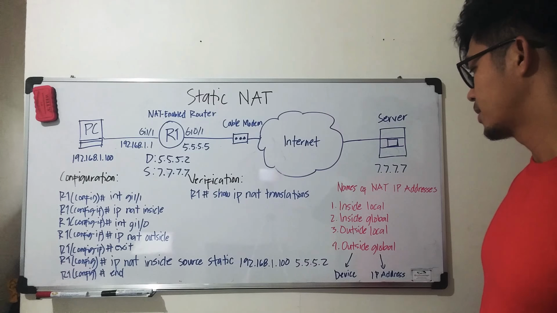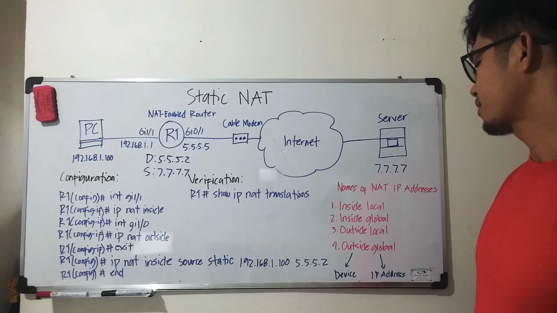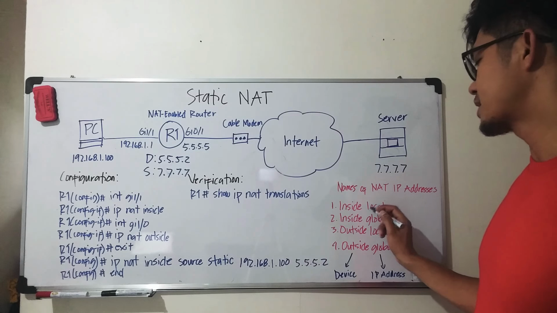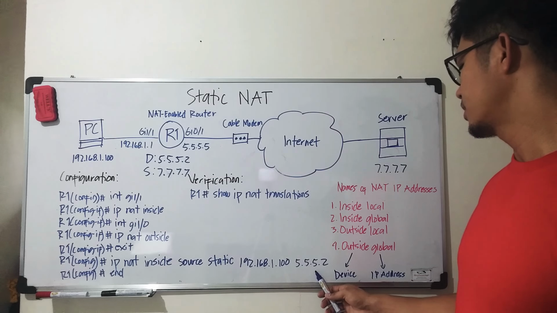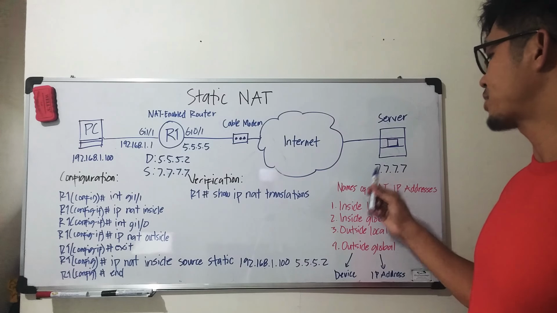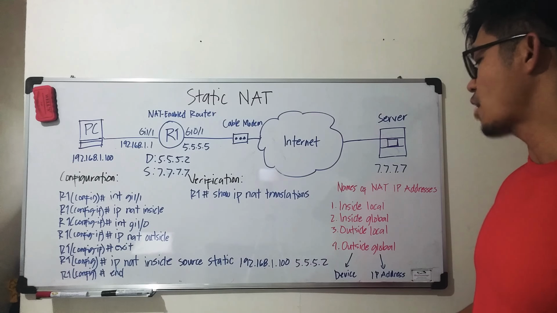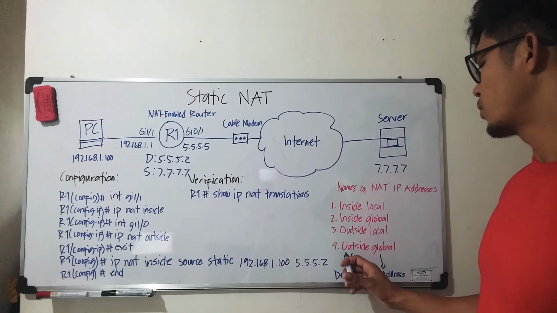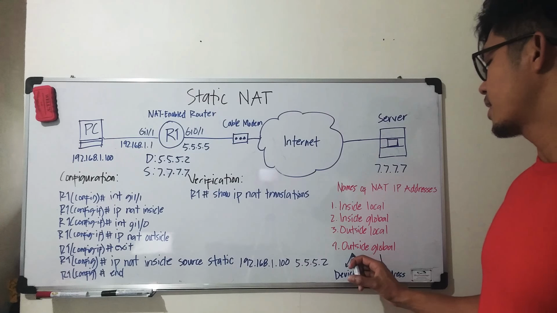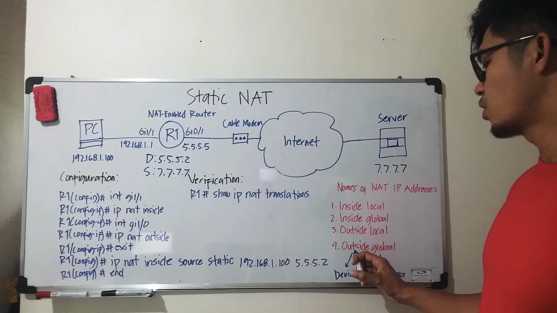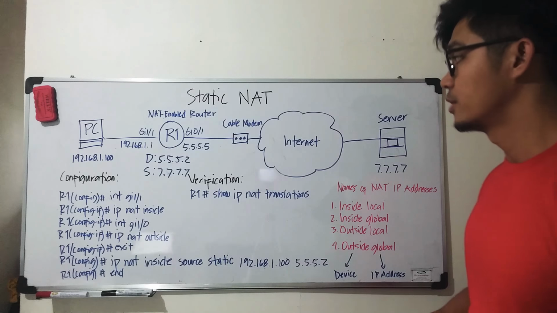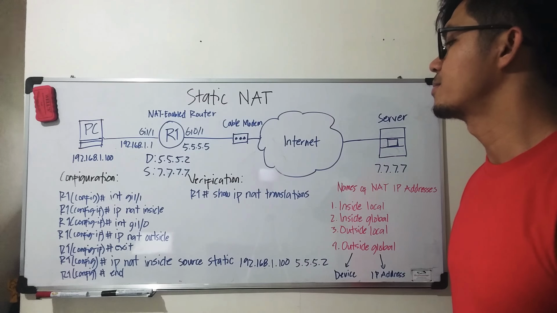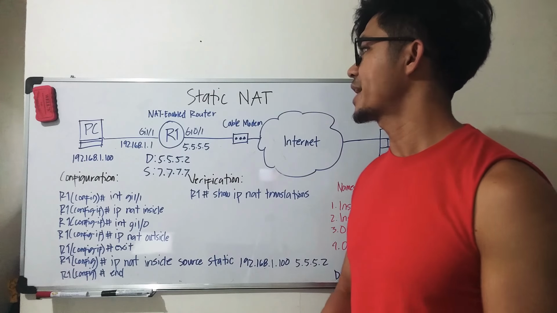So yeah, let me just say it again. So inside local is this IP, inside global is this IP, and outside local we don't have a private IP that is configured on the outside of our network, and we do have a public IP that we are trying to reach outside of our network, which is this IP here. So yeah, that's how you configure static NAT.